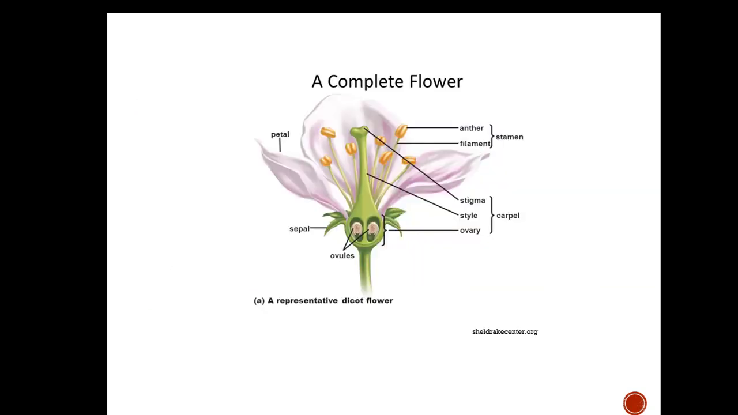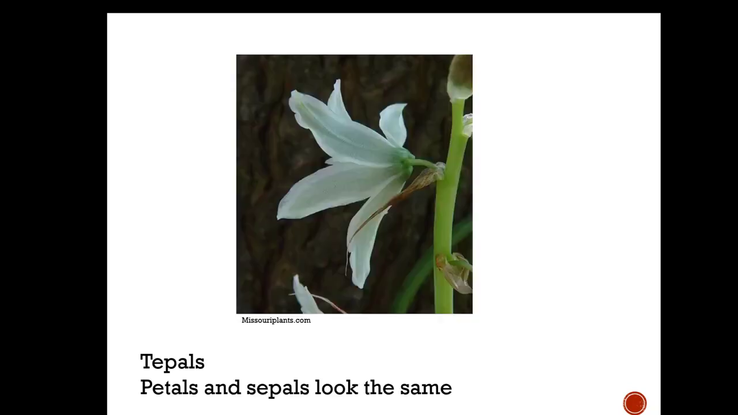Okay, here's a complete flower that's a dicot, and you can see it's got everything. It's got the petal, it's got the sepal, it's got the stamen, and it's got the carpel or pistil. Sometimes you can't differentiate between the petals and the sepals, so then they're called tepals. This is a true lily here.